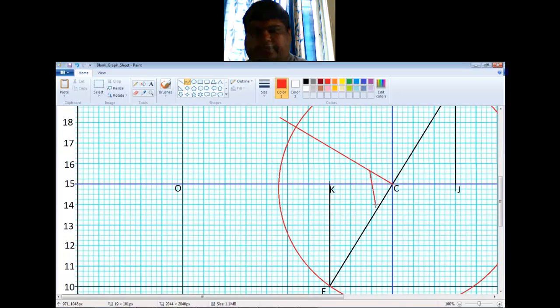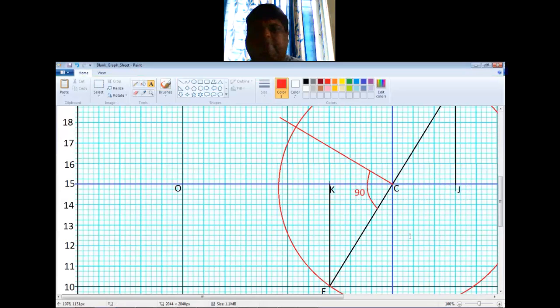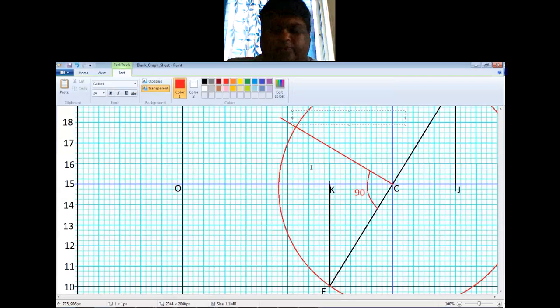Now this angle is 2 theta. I'll just write that there. This is 90 degree. Okay. Let me call this point as, what do we call it? We call it as P.